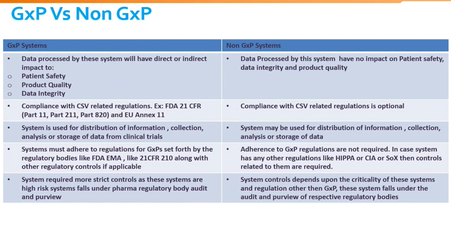EU Annex 11 is for the same thing, but for European countries. And there are other regulations also. 21 CFR talks about a lot of things, and a lot of chapters are there. How good manufacturing practice should be done is covered in 210 and 211. 820 talks more about medical devices, how exactly they should be tested, designed, and verified, everything.